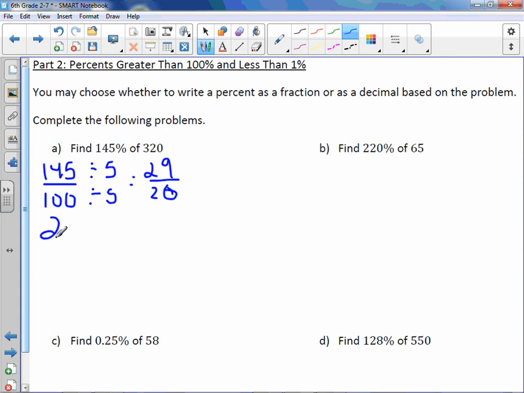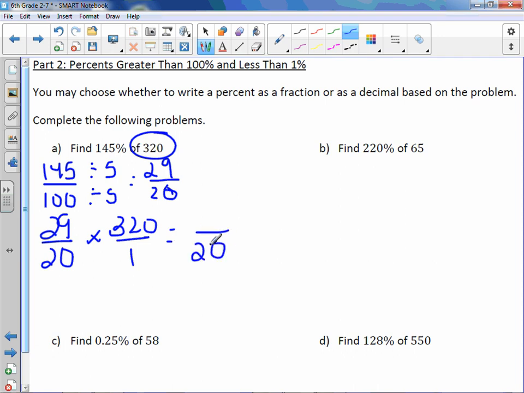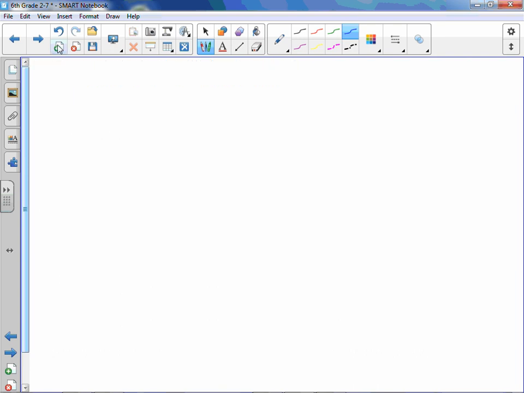Now we take our 29 over 20 and multiply it by our total, which is 320. Okay. Our denominator is easy. That's 20. And then we need to do 320 times 29. I'm going to do that on a separate page.